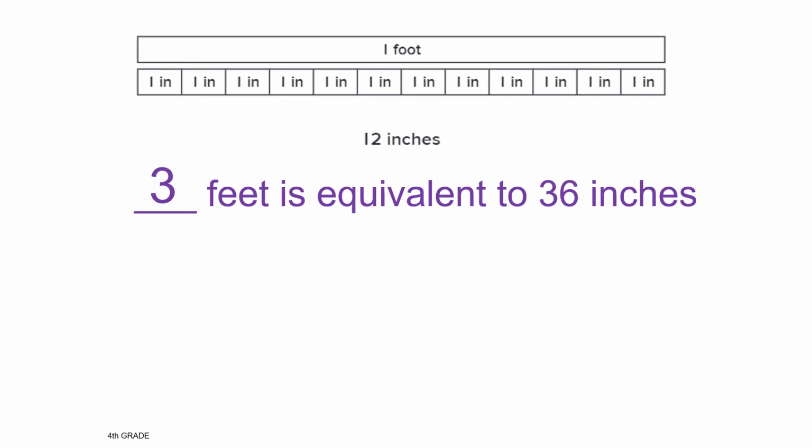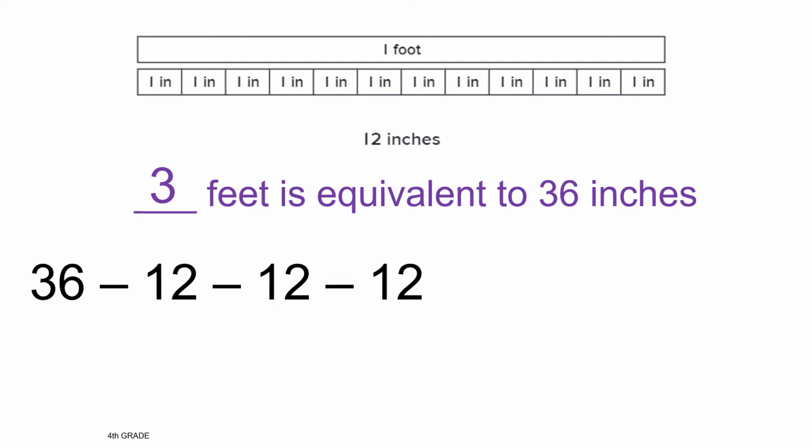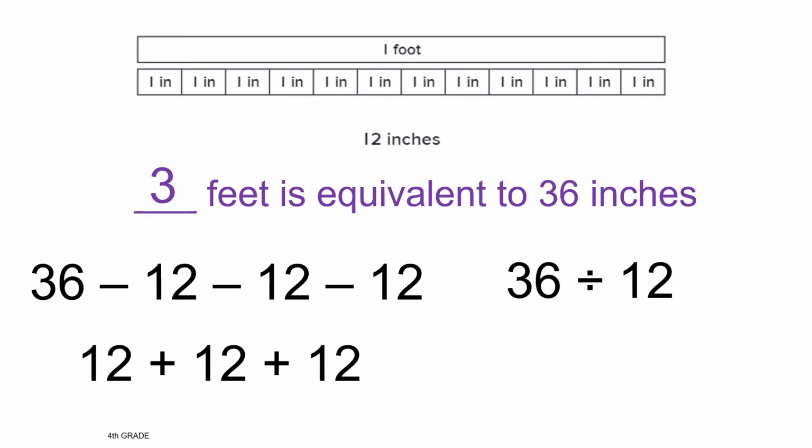Three feet is equivalent to 36 inches. Maybe you thought about taking away those groups of 12 inches until there were no inches left. Or maybe you thought about it as division. You might have also added groups of 12, or thought about 3 times 12. There are many ways you could have solved this problem.